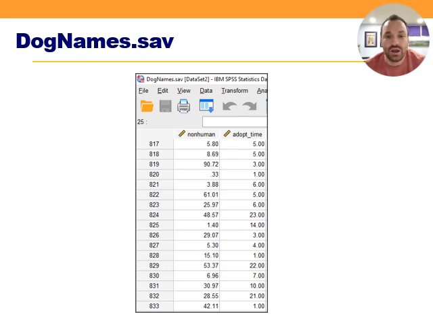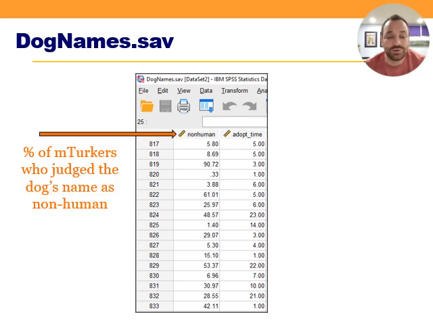For each dog, we know two things. First, we know what percentage of participants in sort of a focus group type pilot study judged the dog's name as non-human. So that's the one thing about this example that was kind of tricky. I'm not sure why the researchers did it this way, to be honest, but for this non-human variable, a higher number actually means that the dog's name is less human sounding. So, brisket, for example, might have a 90.72, but then that 0.33 might belong to Carly, which is a very sort of ambiguous dog human name.